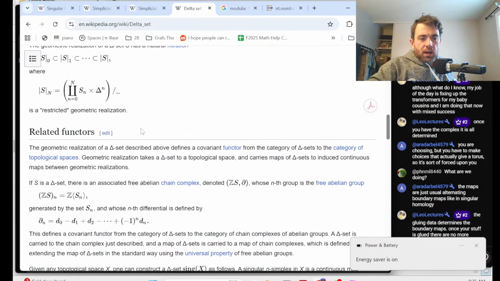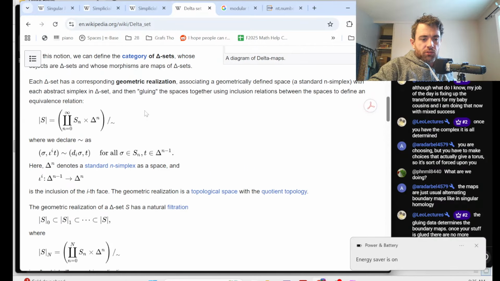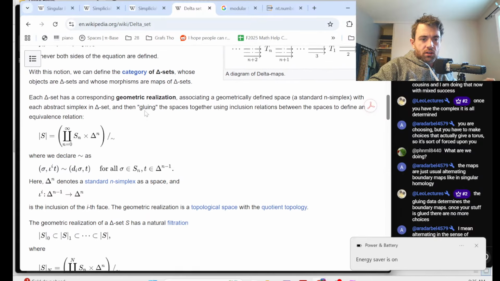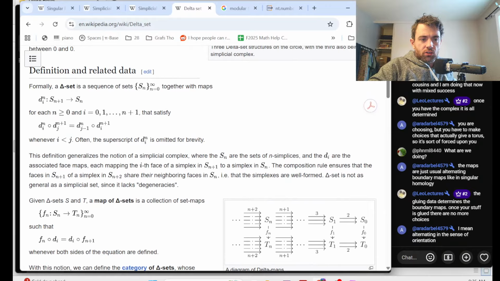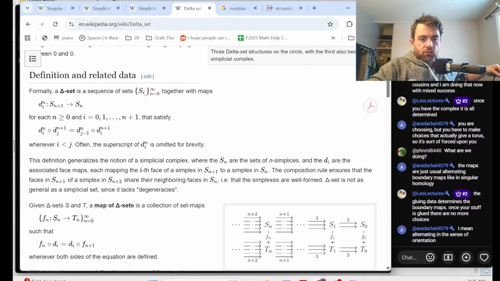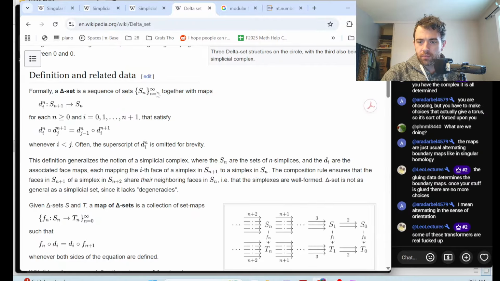Yeah, no, the maps D_n here are just set maps, right? It's just a sequence of sets together with maps. So I need to figure out what those are. The gluing data determines it. Yes, I completely agree with you, Leo. But what's the gluing data?